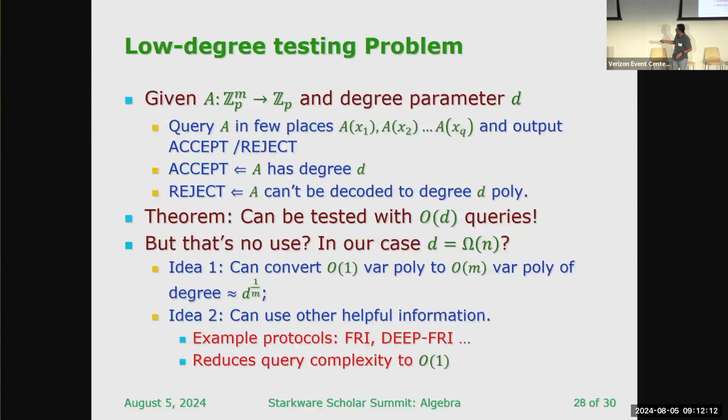So in particular, if you go to M-variate polynomials, the degree can be squished to D to the 1 over M, and by playing with values of D and M, you can get all kinds of very interesting results over here. So that's one thing, but then you can use other helpful information, extra information from the prover.